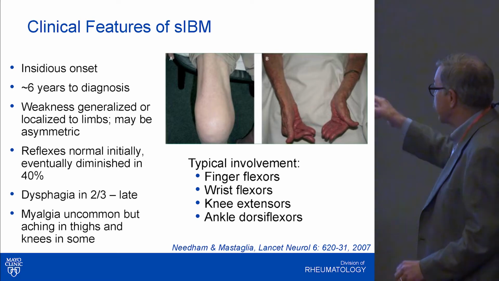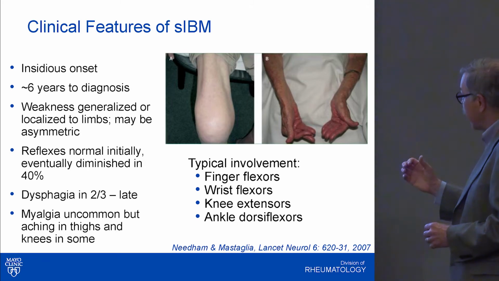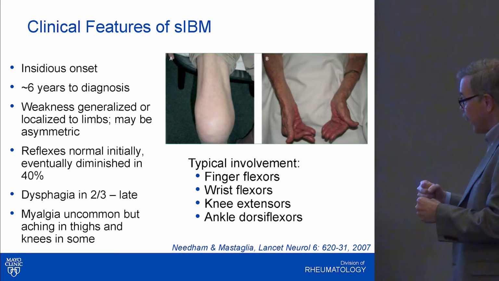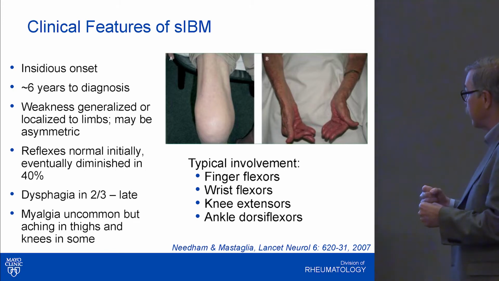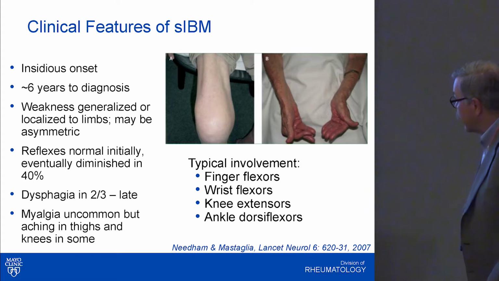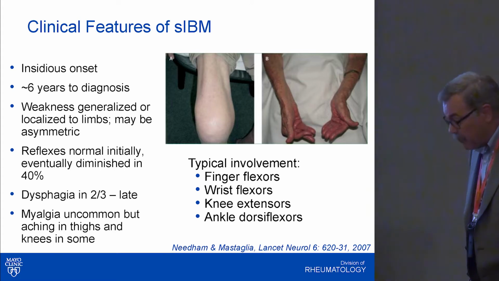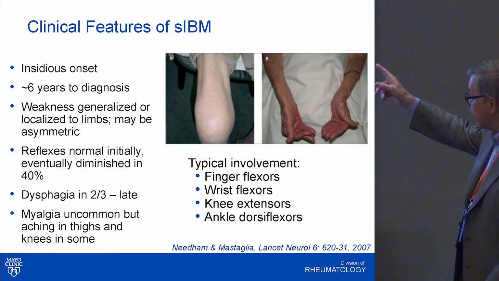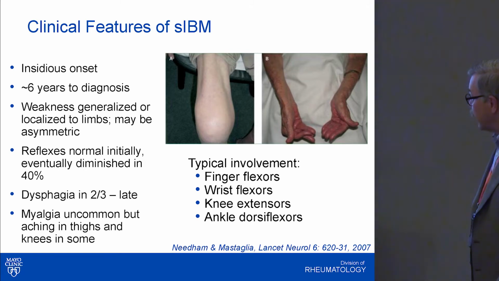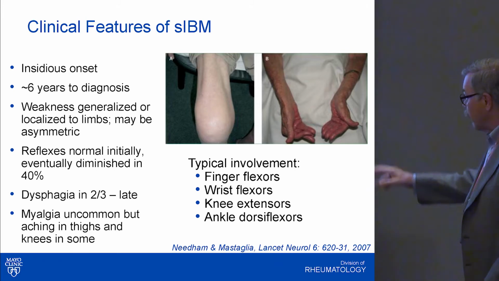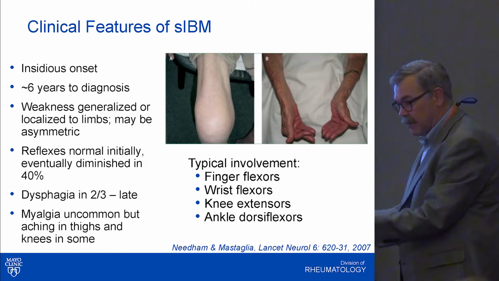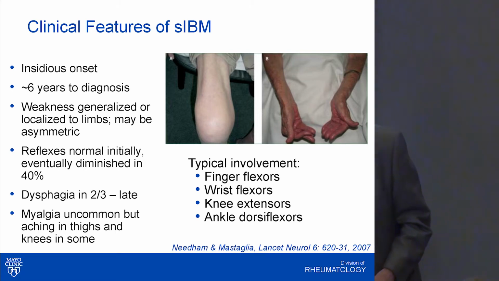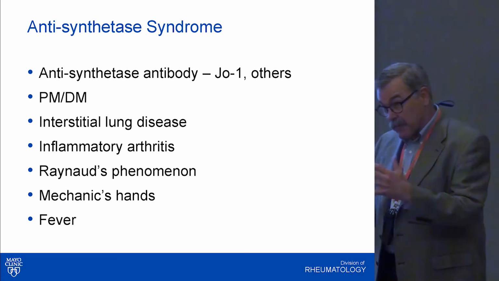And on the right, showing the typical involvement, weakness in finger flexors and wrist flexors are things that we don't see in polymyositis and dermatomyositis. There can be weakness affecting the quadriceps muscles, which is shown in the upper left. There's atrophy of muscle in that upper thigh, and that can lead to weakness of knee extension, and then weakness of ankle dorsiflexors, the ones that make your ankles come up. Again, this is an overview, so we're moving through things quickly.